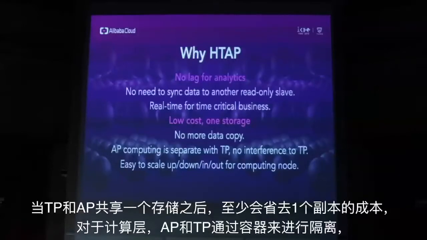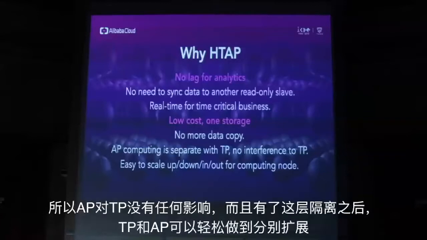Now TP and AP share one storage. It is saved at least one data copy. For the computing layer, AP is separated with the TP by containers, so AP do no interference to TP. With such separation, TP and AP computing nodes can be scaled up, down, in, and out easily.